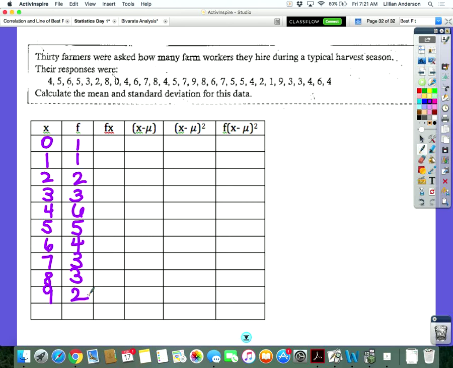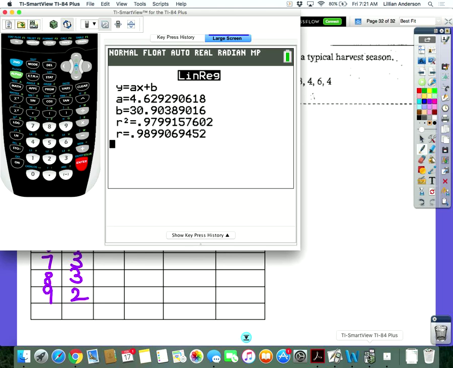Okay? So basically I'm going to show you how to do it in your calculator. You'll be expected to know how to do it in the calculator for an exam, for homework, whatever. So I'm going to plug this in L1, and this in L2.